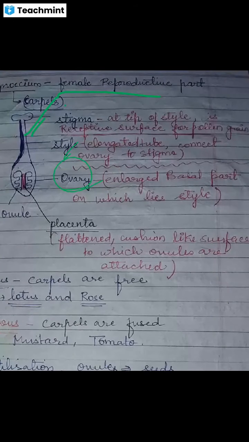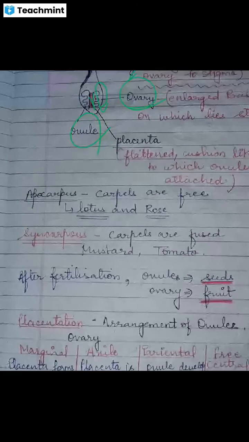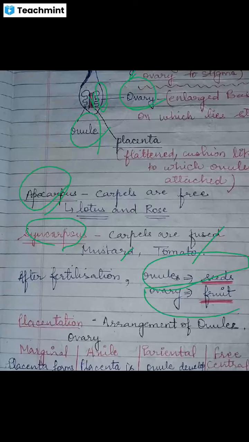And here we have the ovules. You can see ovules are connected with the placenta. Placenta is a flattened cushion-like surface to which the ovules are attached. Now here also, if carpels are free, that condition is called apocarpous. Example is lotus and rose. If carpels are fused, then we call the condition syncarpous. Example, mustard and tomato. After fertilization, ovules are converted into seeds and ovaries are converted into fruits.